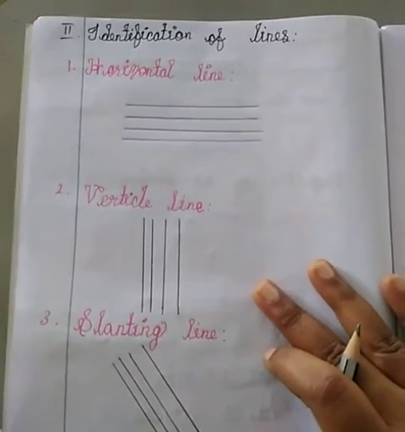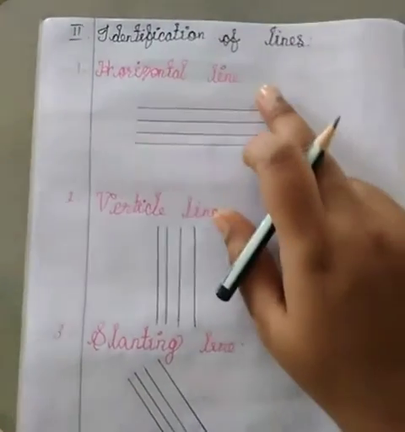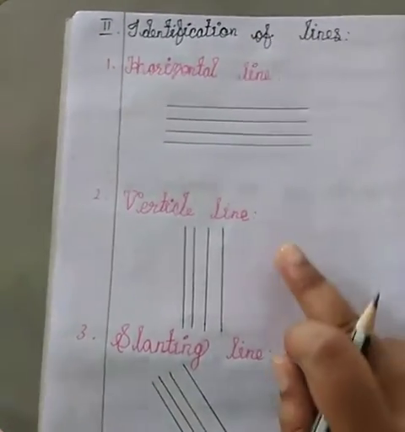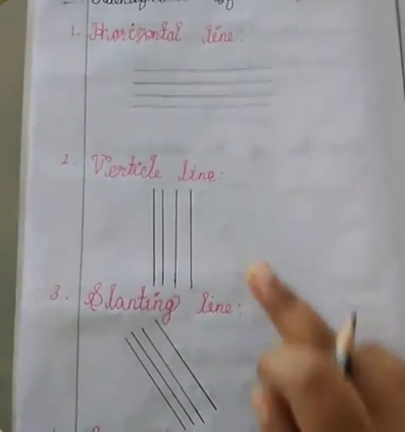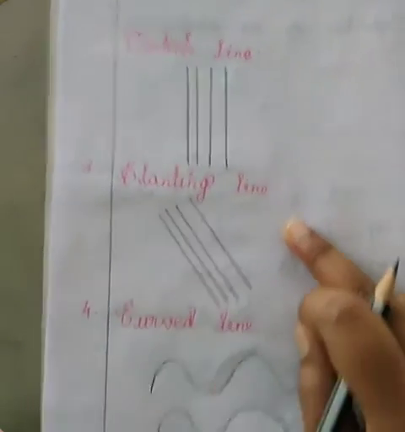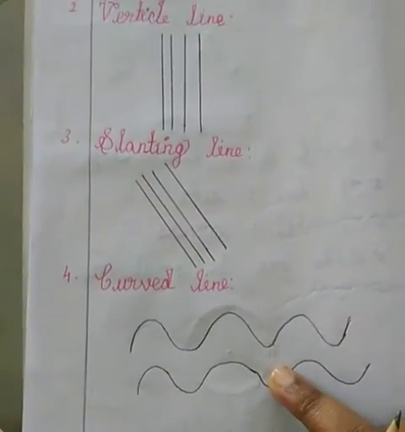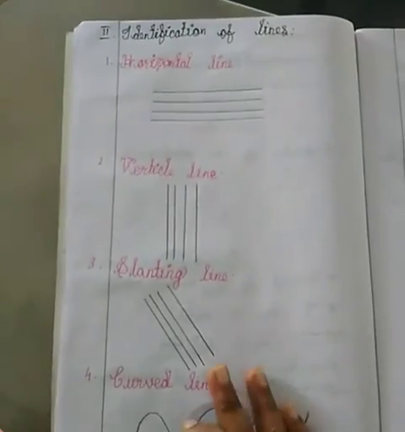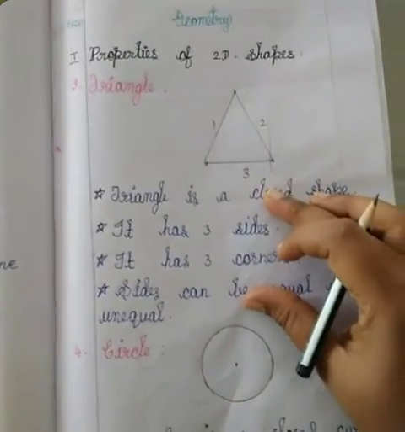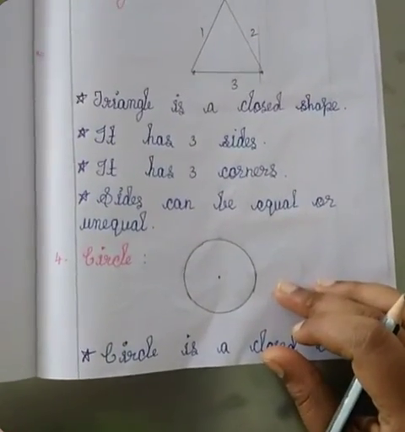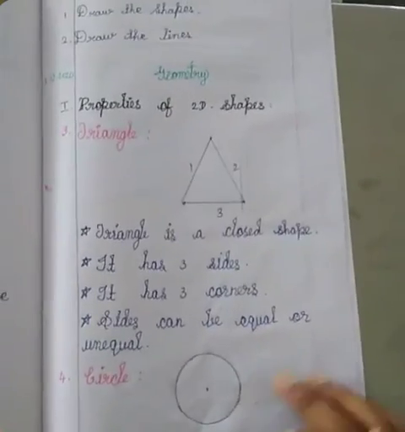The next is identification of lines. Horizontal line, it is a sleeping line. Vertical line, it is a standing line, and slanting line means it is a cross line. Curved line means a bending line is called curved line. These are the lines, and these four are the properties of triangle, and this one is the property of circle. These are your today's class.